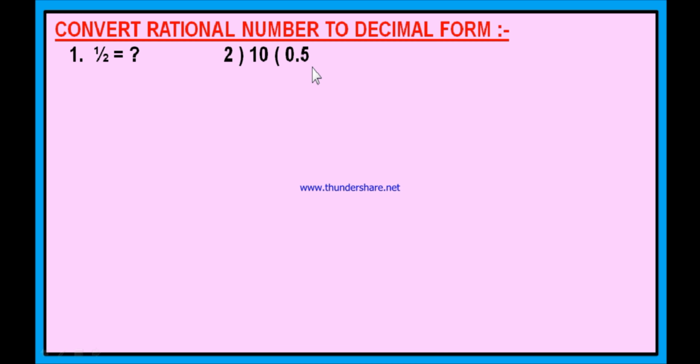5. 2 5's 10. And if you subtract 10 from 10, you will get the remainder 0. Since the remainder is 0, the division is over. So the value of 1 by 2 is equal to its quotient, that is 0.5. This 1 by 2 is in p by q form, and we converted this rational number into its decimal form, this is 0.5.